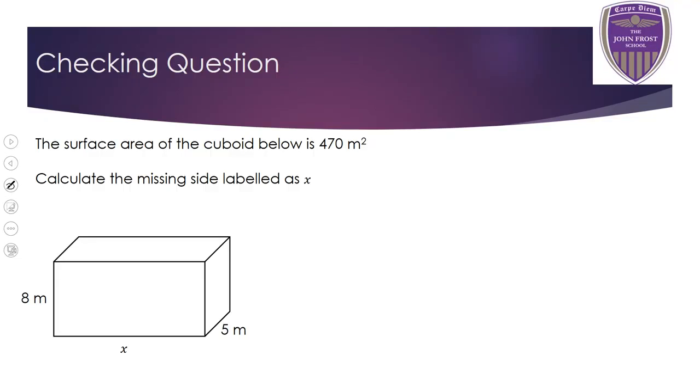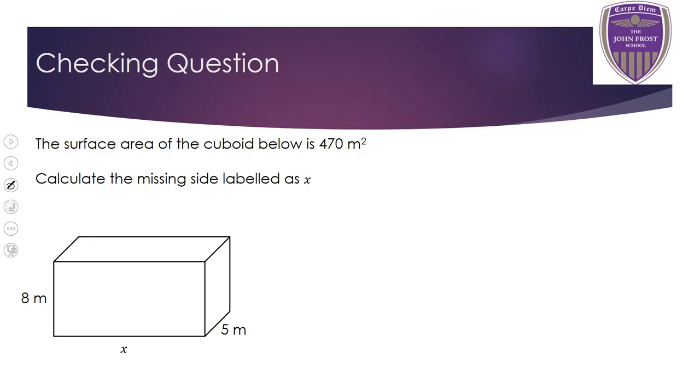So this one's slightly different now because it says the surface area of the cuboid is 470. Calculate the missing side that's labeled as x. So we're working backwards. I'm telling you what the total surface area is, and you've got to work out what the missing value is. There's a few different ways that you can attempt this question, but the best way that I would do it is like so.